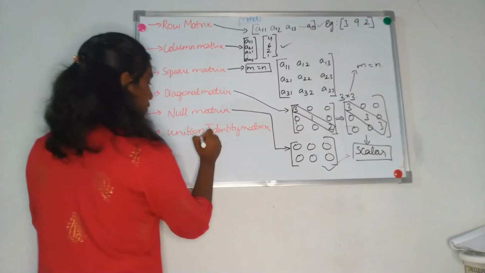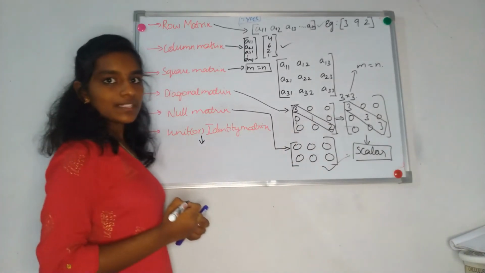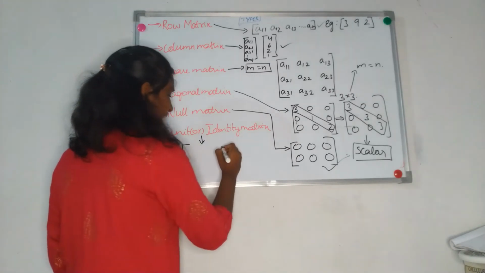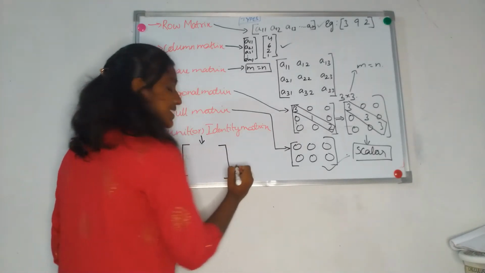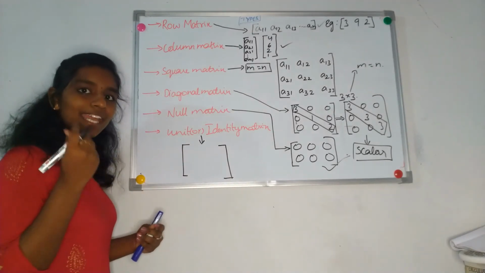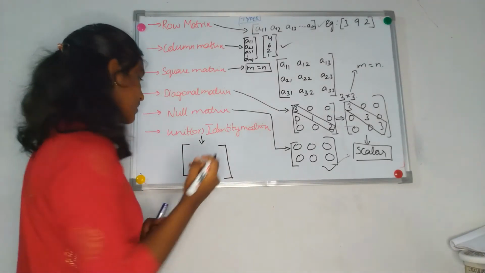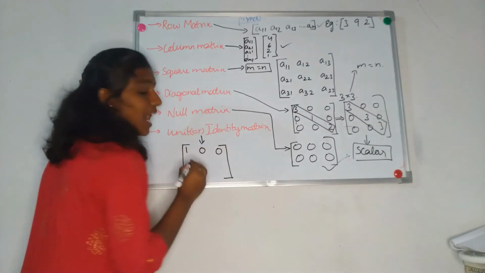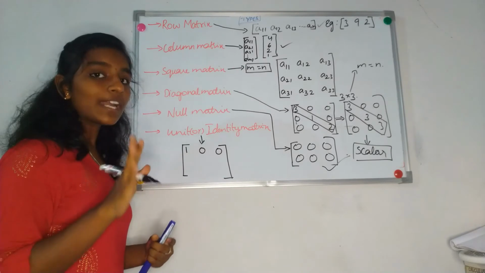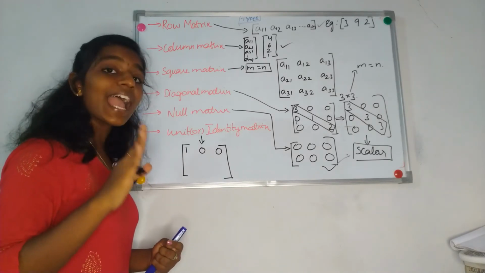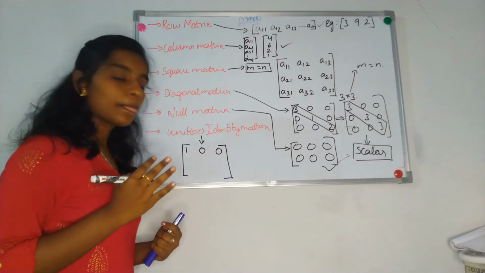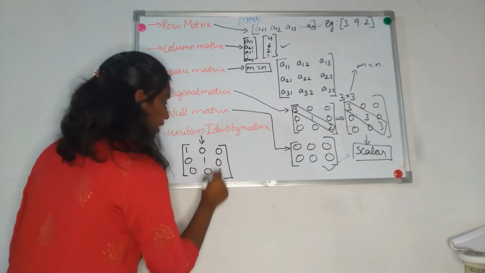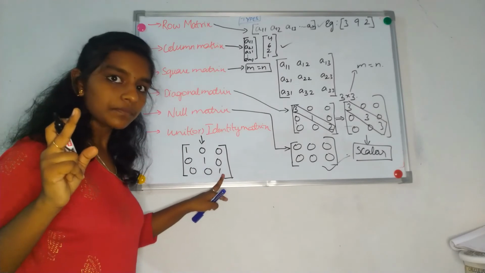Now let us look into the unit or identity matrix. It is a diagonal matrix. That means it is a square matrix, right? Because all diagonal matrices are square matrices. In that, all the diagonal elements are equal to each other as well as equal to 1. Have you got the point? So 1, 0, 0, 0, 1, 0, 0, 0, 1. All should be 1.